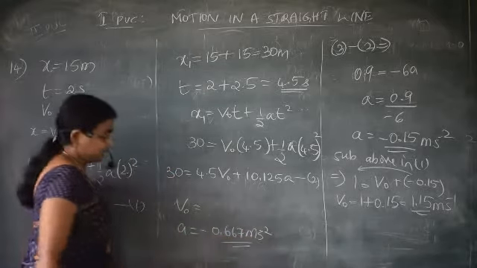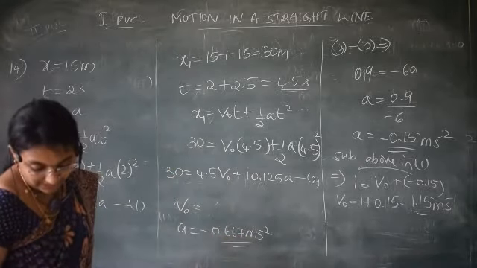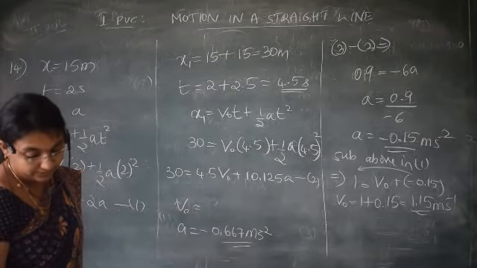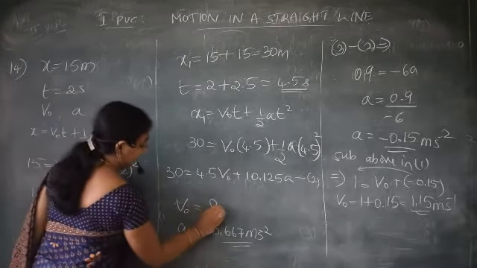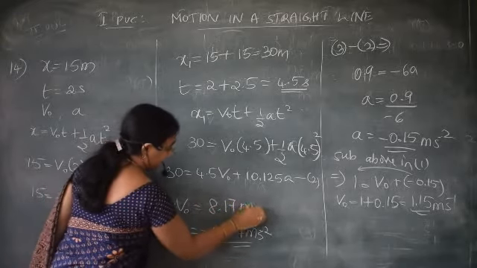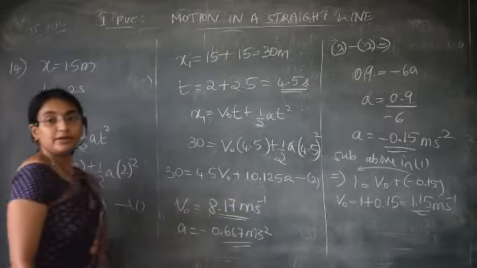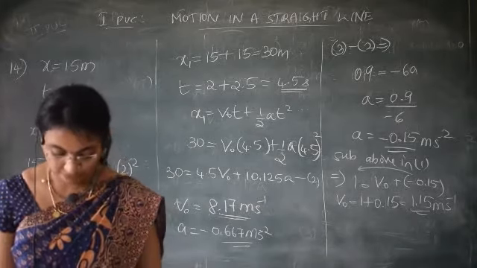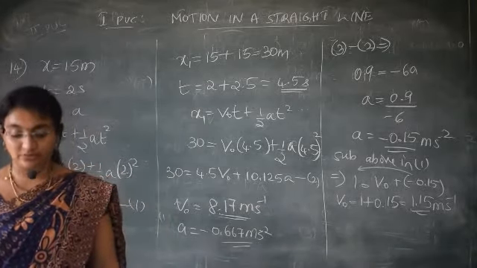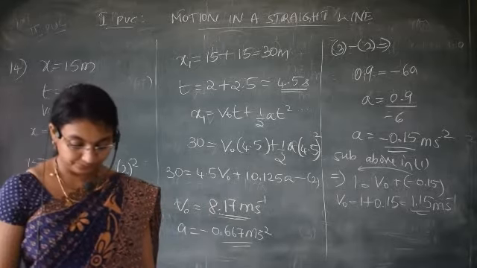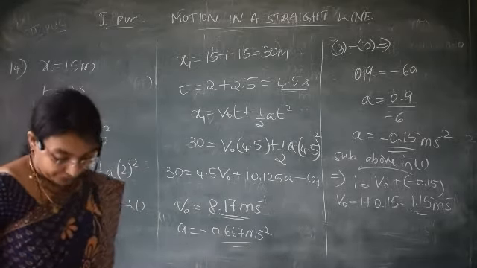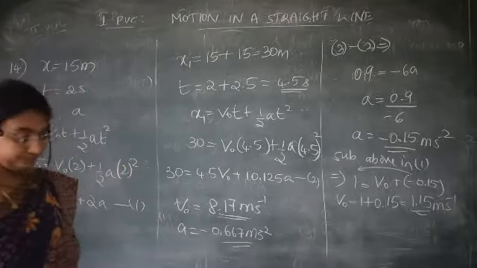I will get the value like this, whereas V naught, we got it as 8.17. Are you getting the same? This answer we got. Okay? Please try. Next, question number 15.